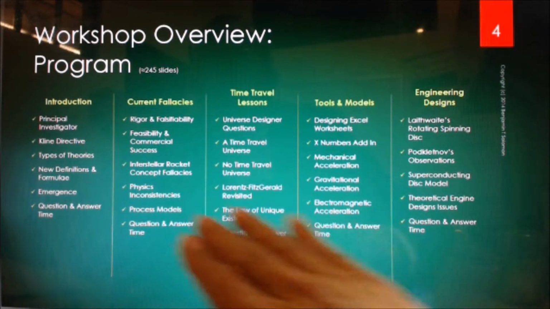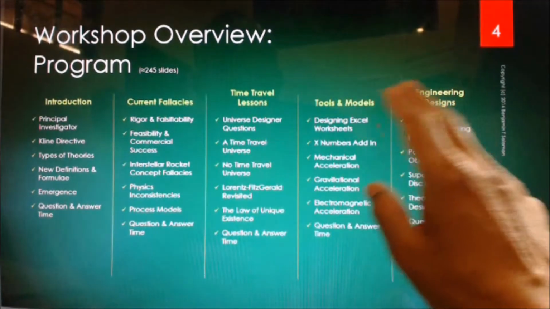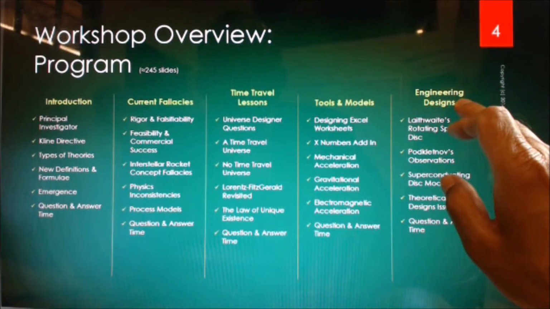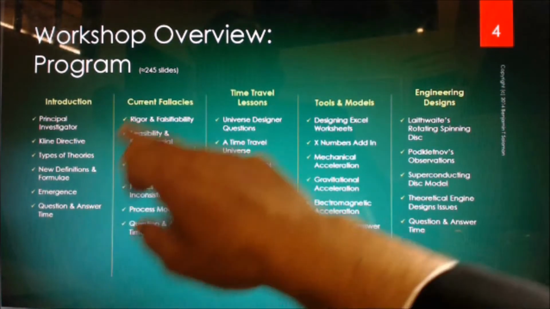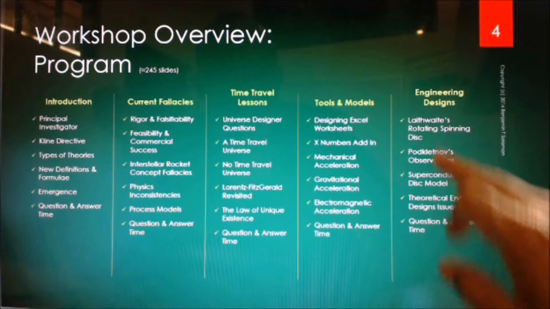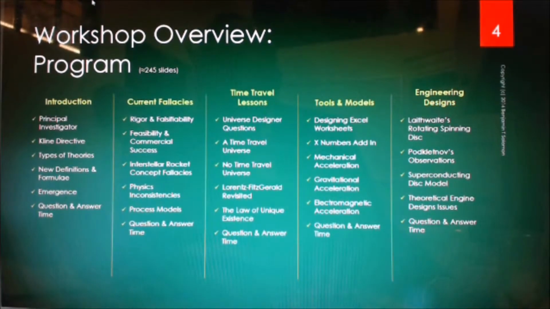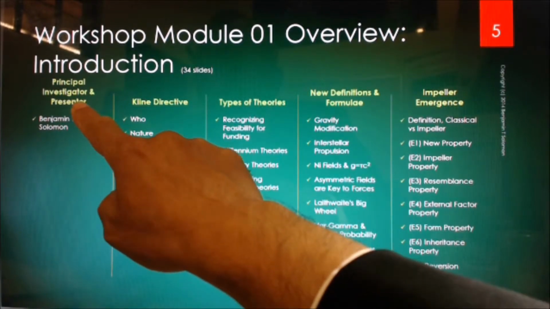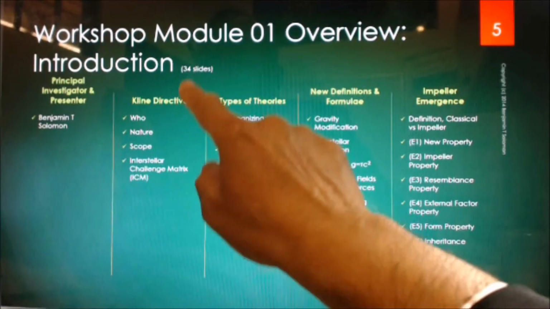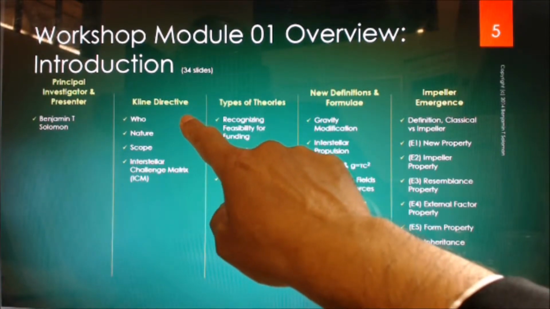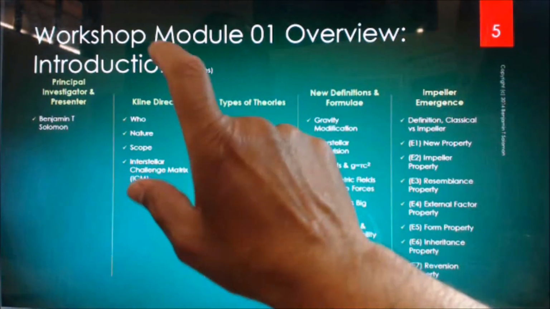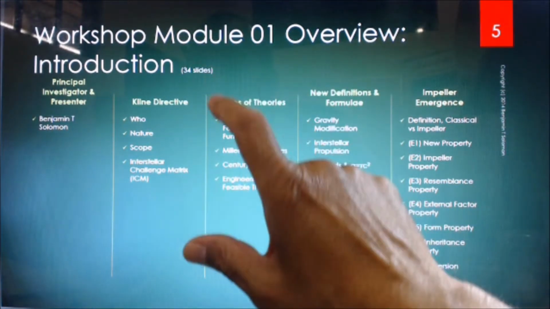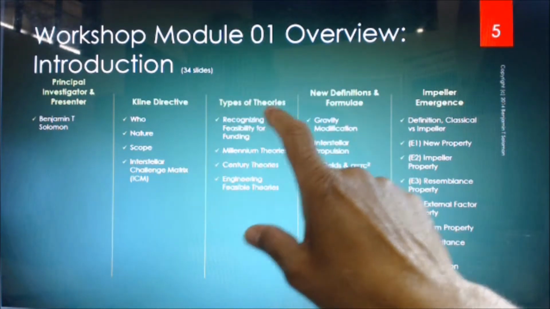This is the workshop overview. It's divided into 5 modules: introduction, current fallacies, time travel, tools and models, and engineering design. And these are the sub modules within each of these, and we'll look at this in a minute. So the first module is introduction. It consists of who I am, the client directive. I did find the client directive in 2012, and that is a perspective on how to do new physics and new engineering.